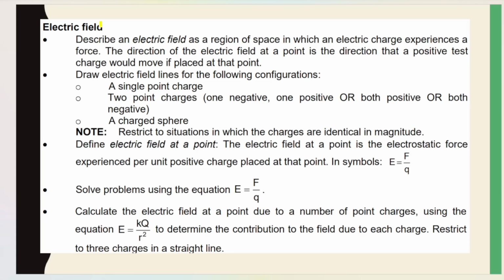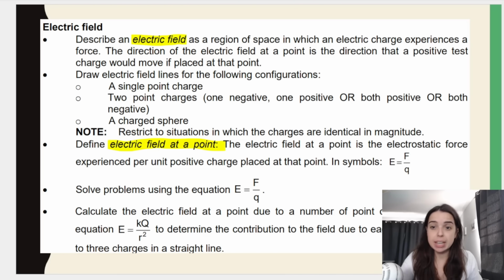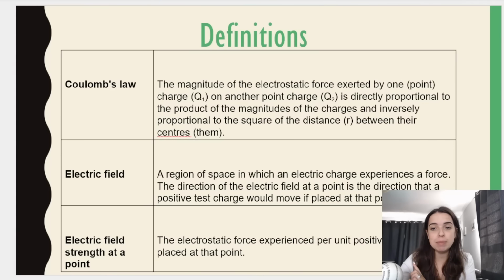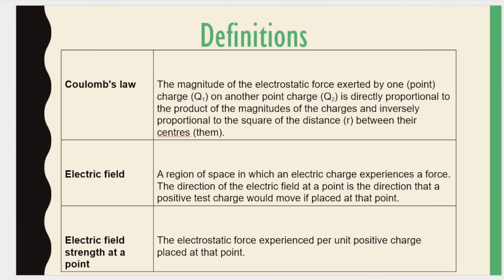And in the electric field part of electrostatics, there are two definitions. There's electric field, which you can see is this definition over here. And then we have electric field at a point. Now, what makes this confusing is that these definitions are very, very similar. Electric field and electric field at a point. So you need to read carefully to make sure that you are answering the correct definition because the definitions do differ. So behind me over here, these are the definitions for electrostatics for grade 11 and grade 12.